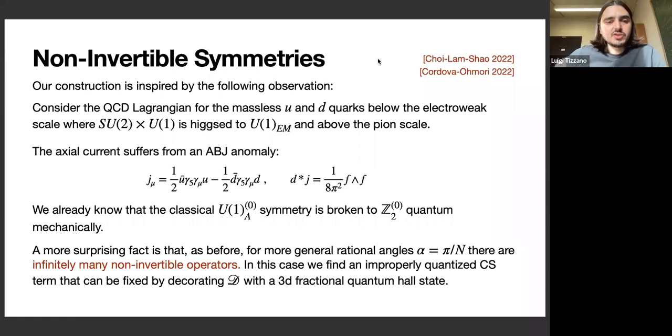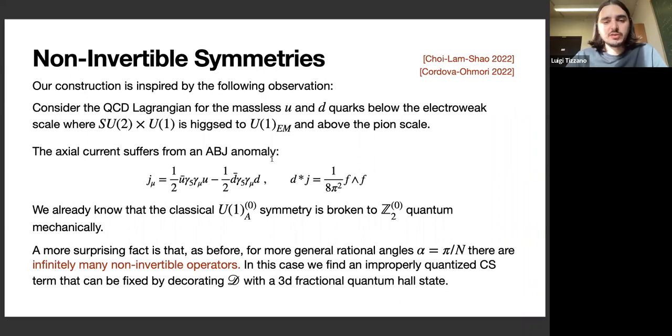So imagine that we take the QCD Lagrangian and we only consider the massless up and down quarks. And then we set ourselves below the electroweak scale, where this SU(2) times U(1) is fixed only to U(1). And so we basically can describe a theory that is QED below the electroweak scale. And so, of course, we know that this theory will have an axial current, J_A, which suffers from an ABJ anomaly.